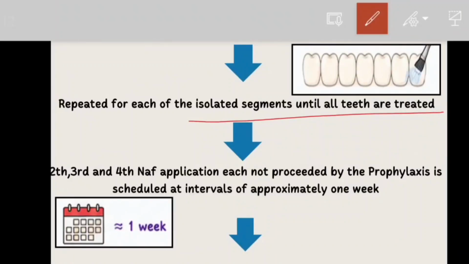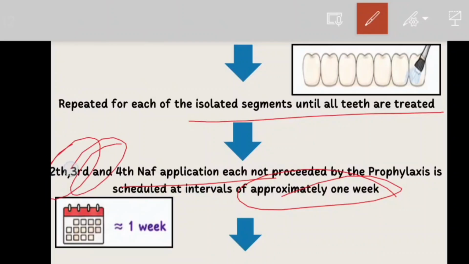Okay, then the second, third and fourth applications are given at approximately 1 week interval, and importantly these later applications are not preceded by the prophylaxis. So first application, prophylaxis is done, second application approximately 1 week later, third application approximately 1 week later, and fourth application approximately 1 week later, and the later applications are not preceded by the prophylaxis.